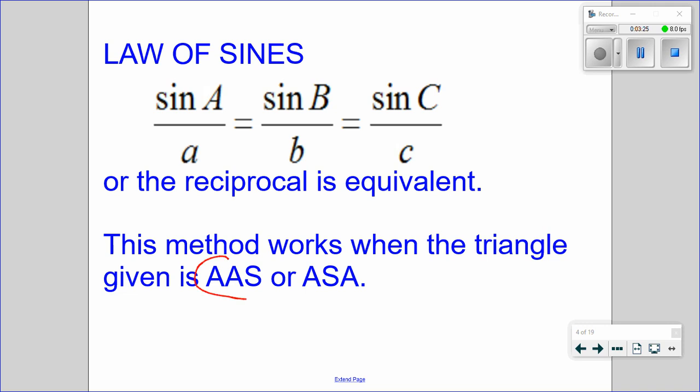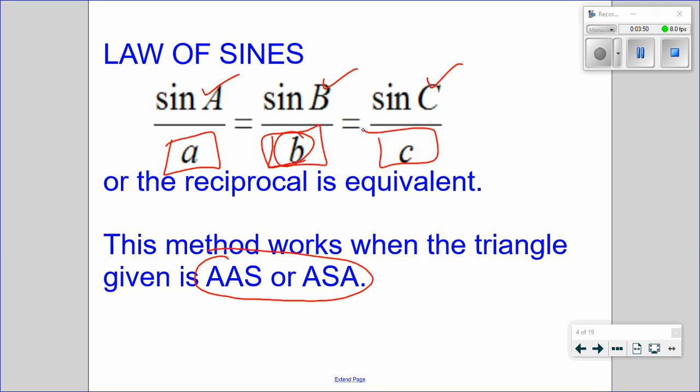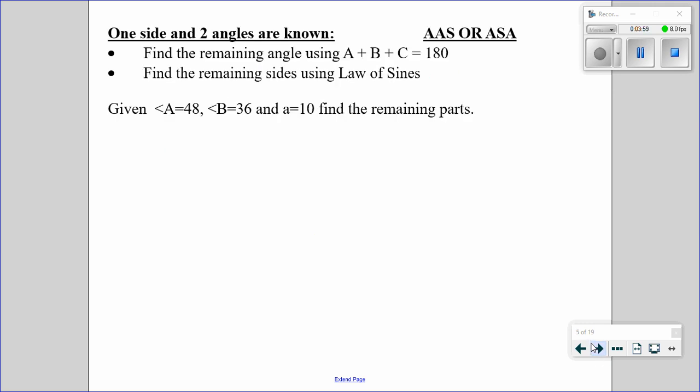It is only going to work when triangles are an AAS situation or an ASA situation. So we really have all 3 angles because of 180 degrees, and one of the sides. If it was an SSS situation, just to show you why it doesn't work, I don't have a full ratio. So that's why SSS wouldn't work here. Okay, for our first problem, it's kind of straightforward. You get an answer.